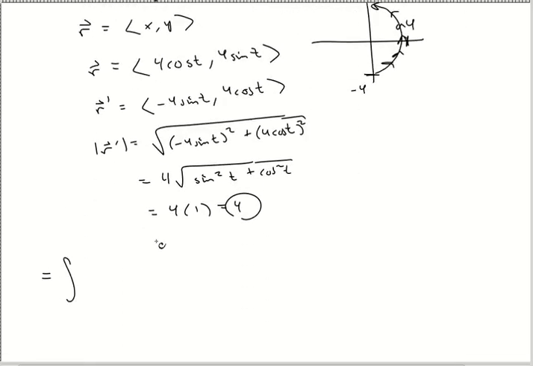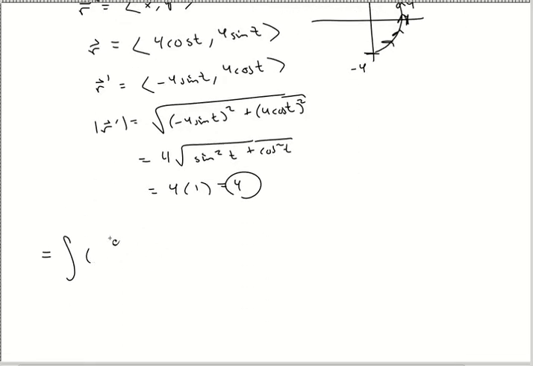I got x, y squared. Well, x, again, go back here. This is x and this is y. So I got a 4 cosine t, a 4 sine t squared, multiplying it by 4, and then dt. It's that 4 right there.